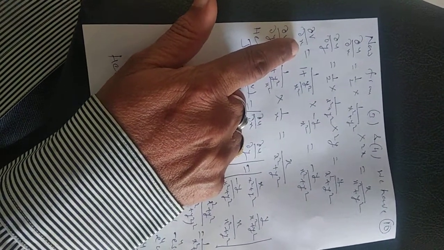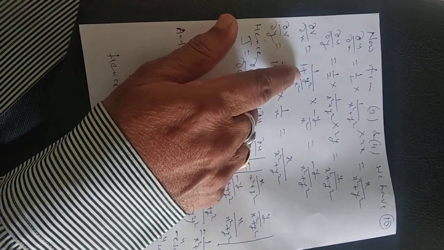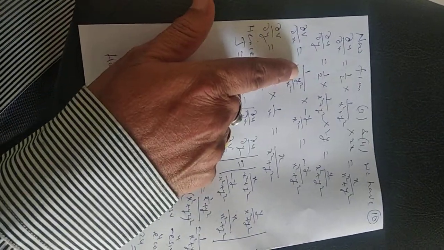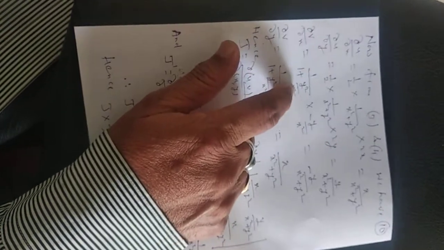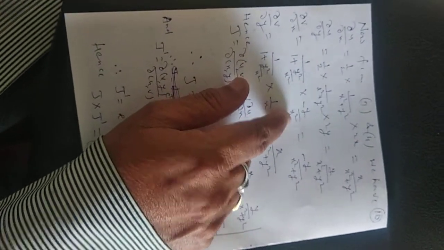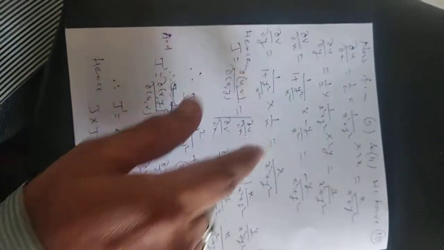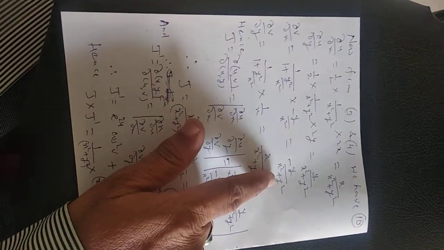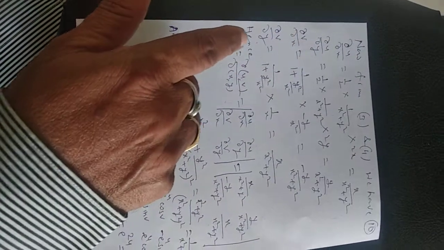Similarly, ∂v/∂x and ∂v/∂y. What is v? v is tan inverse of y by x. So ∂v/∂x is 1 upon 1 plus y square by x square into the derivative of y by x with respect to x partially, so minus y by x square. So this x square comes here, and this x square gets cancelled, and finally we will get minus y divided by x square plus y square as the value of ∂v/∂x.